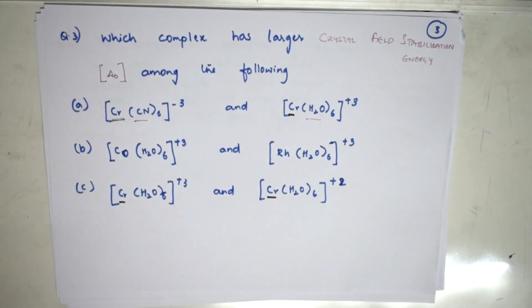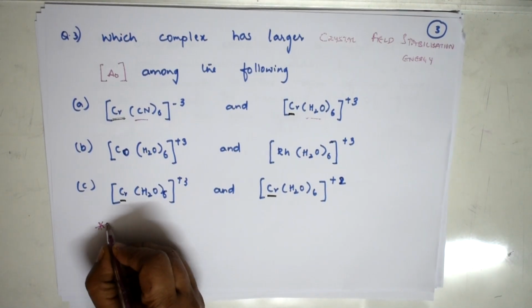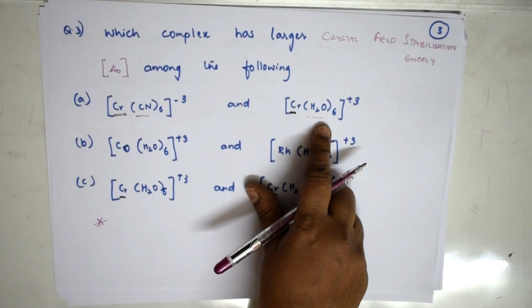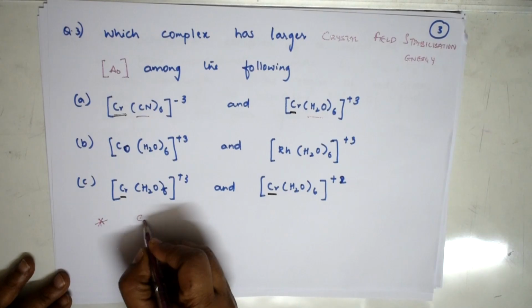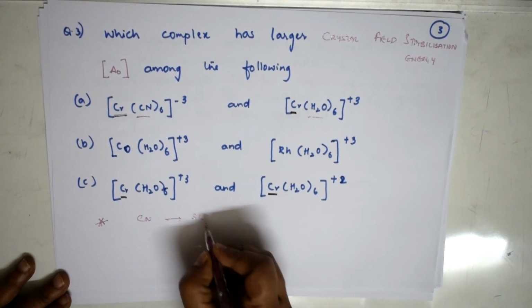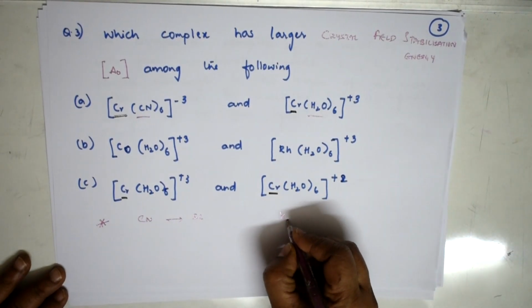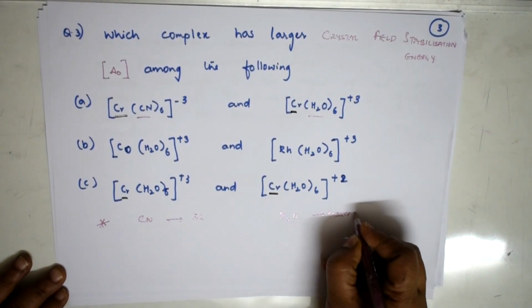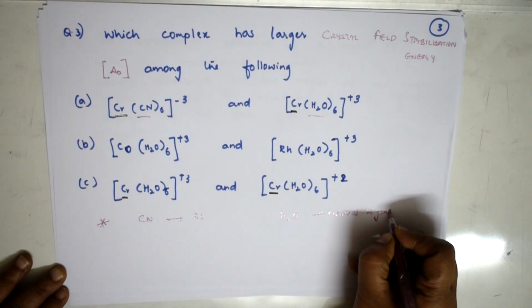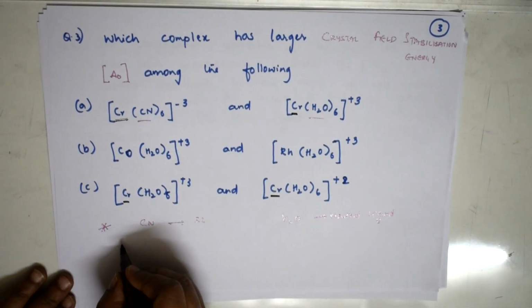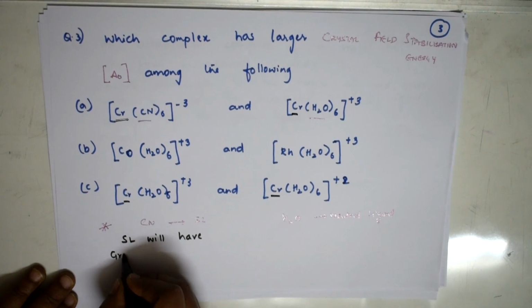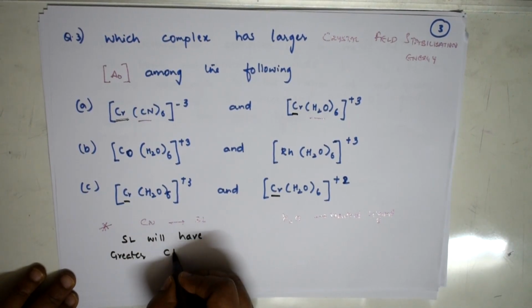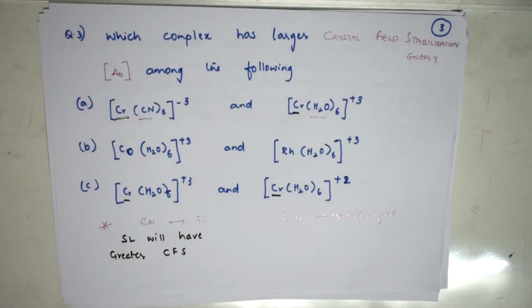Remember this. Now for the first concept, the trick which you should remember is, when they're given like this, your concept should go on whether that is a strong ligand or a weak ligand. Now when I say CN minus, CN is what type of ligand? It is a strong ligand. What about water? Water is a neutral ligand, correct? So what should you analyze? Whenever there is a strong ligand, strong ligands will have greater crystal field strength, or stabilizing energy delta naught.